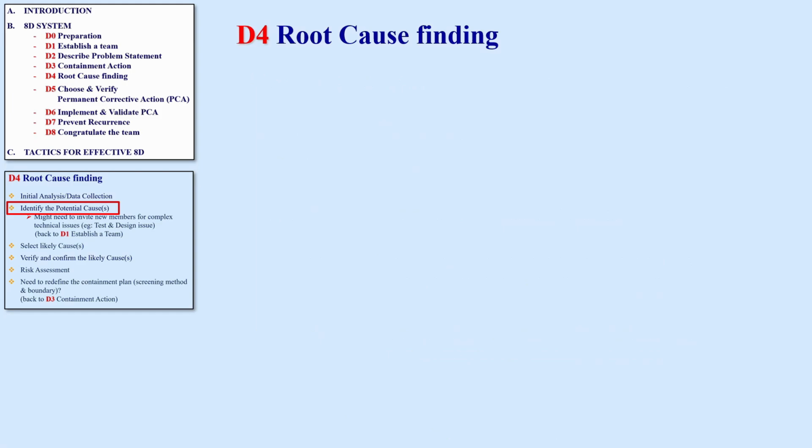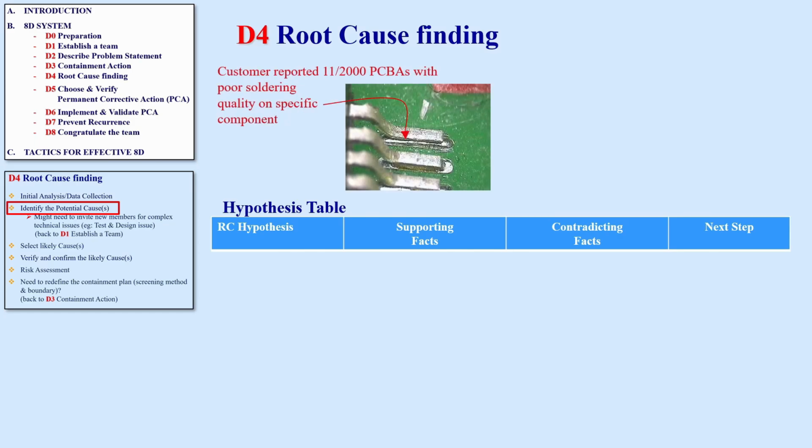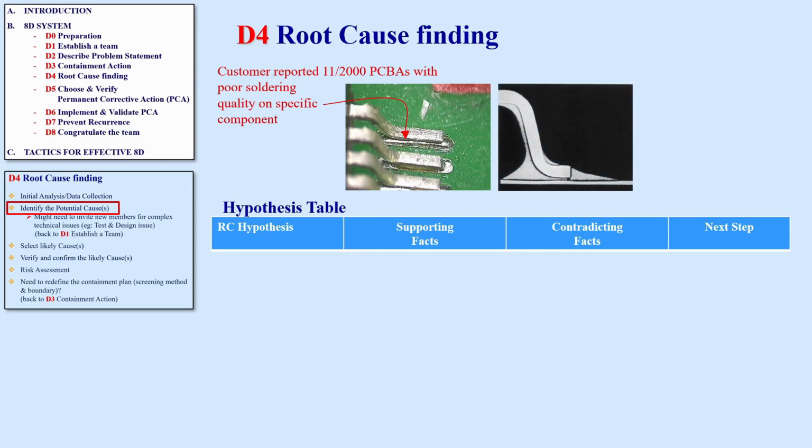One of my favorite tools in D4, root cause finding, is the hypothesis table. Let's use a case study to illustrate the application. Customer reported 11 out of 2,000 PCBAs with poor soldering quality on a specific component. While soldering the component's legs on the PCB solder pad, or solder land, there are two main interfaces. First is the interface between leg and paste. Second is the interface between paste and PCB pad.